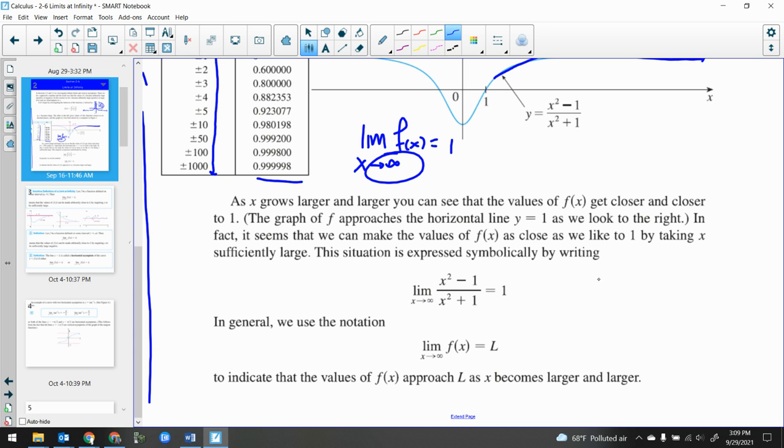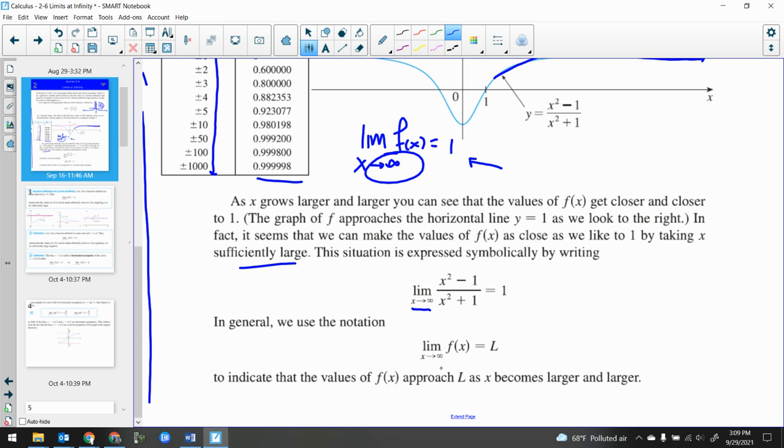In fact, it seems that we can make the values of f of x as close as we would like to 1 by taking x sufficiently large. Remember, we were talking about making x go sufficiently close to a number. This is now taking x sufficiently large or sufficiently small. This situation is expressed by this limit: the limit as x goes to infinity of this thing is equal to 1. That's kind of like what I wrote up here as well.